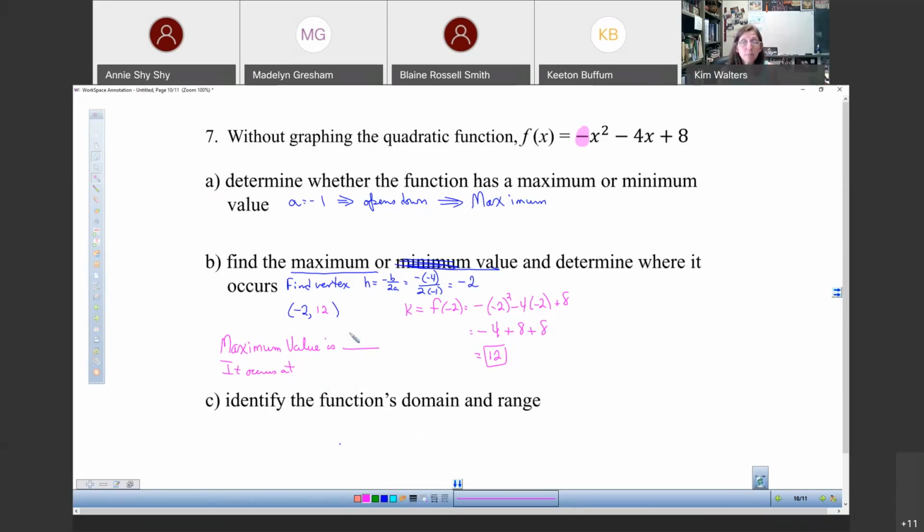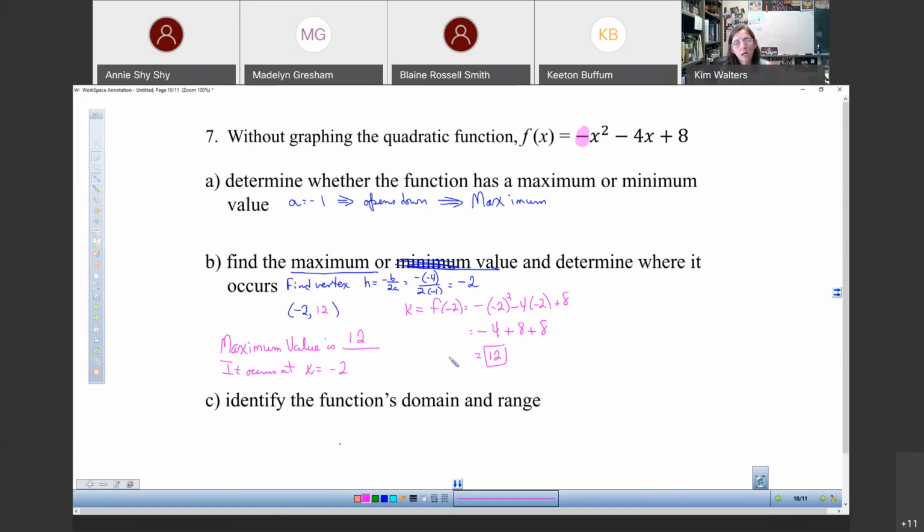Okay. So the maximum value is 12 and it occurs at x is equal to -2. Yep, that's it. You got this. The value is the y part or the k part of the vertex, and where it occurs is the x part.